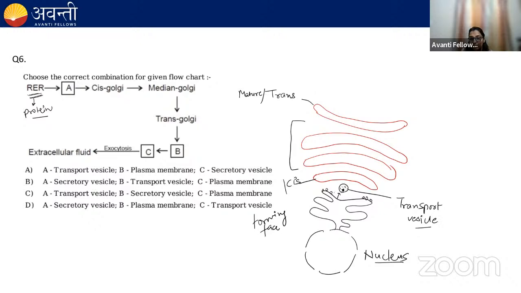So these transport vesicles, which contain the protein, will fuse with the cis face of the Golgi. And the function of the Golgi is in the modification of the proteins or the lipids which are received from the ER. Okay.